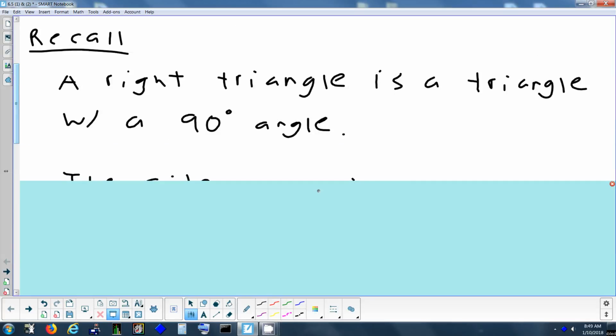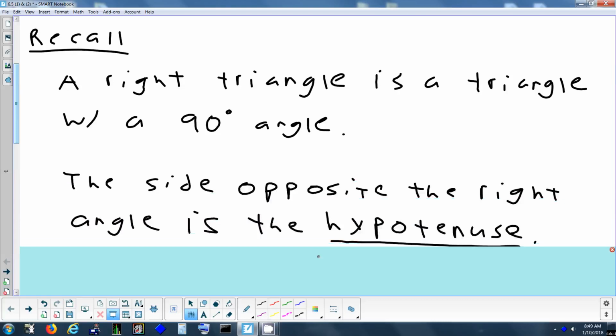So if we have a 90, then the side opposite that has a special name. Okay, it's the longest side. What's the name of that side? Yep. The hypotenuse.